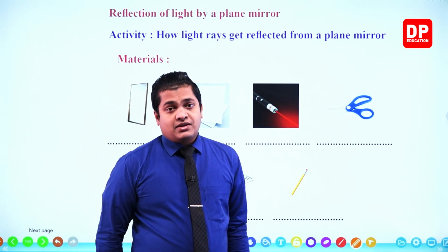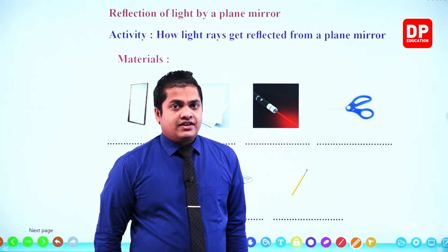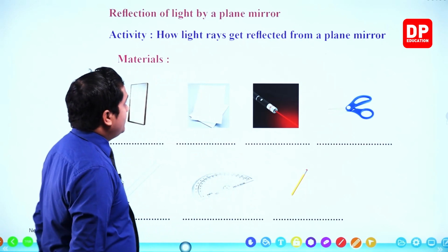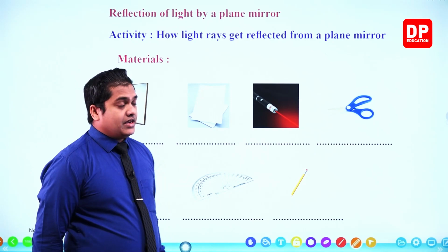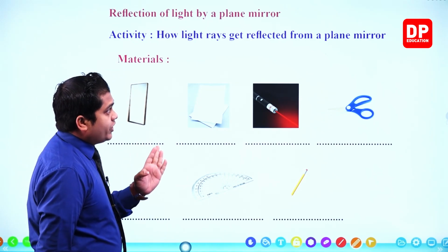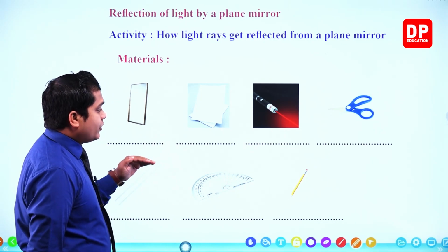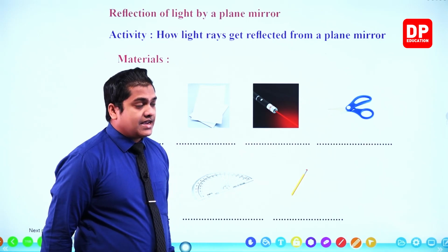So within this activity, my dear children, we are going to use a plane mirror to identify the reflection process. Reflection by a plane mirror is our topic. To identify how light is going to reflect from a plane mirror, we are going to carry out this activity.